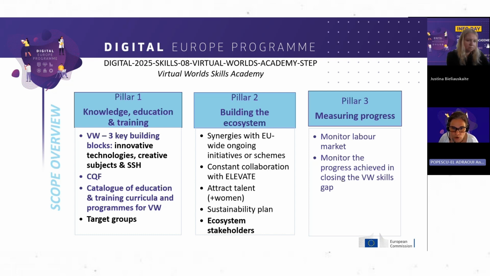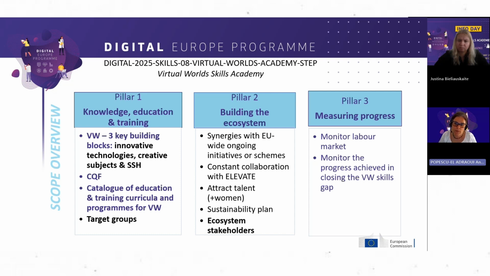So briefly under pillar 2, building the ecosystems, it's very important to remember synergies. It's a point of focus, synergies with other EU-wide ongoing initiatives and schemes. So we expect to have those covered in the proposals. The constant collaboration with Elevate, this coordinating action that is going to be launched soon and that will take care of streamlining actions for all the academies. Attracting and retaining talent, especially women. That's another important aspect to be careful about. The sustainability is also expected. We expect as a deliverable actually to have a sustainability plan to see how the academy is going to develop beyond the 4 years of the project. And of course, the ecosystem stakeholders at the center of attention, I will come to them later.